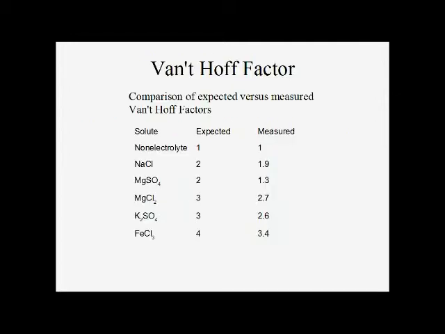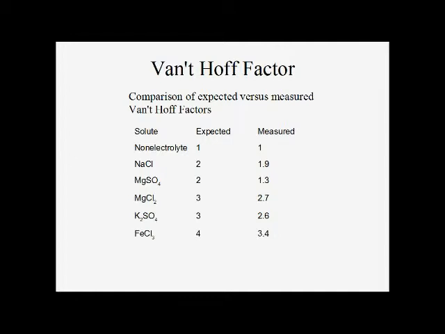So some Van't Hoff factors for non-electrolytes. Non-electrolytes means it's not an ionic compound, and it will not dissociate in solution. So we have a Van't Hoff factor of 1. That's our expected, that is our actual. For table salt, we're going to expect 2 ions, sodium ion and chloride ion. We're going to get slightly less than that. That means there's some ion pairing going on. So we don't necessarily have complete dissociation. We might have some unionized NaCl in solution.